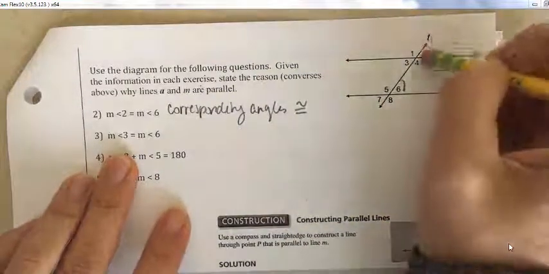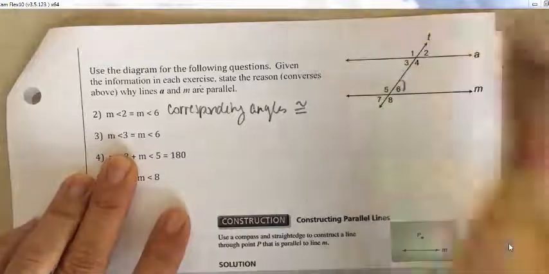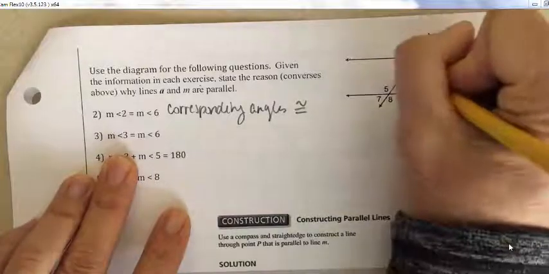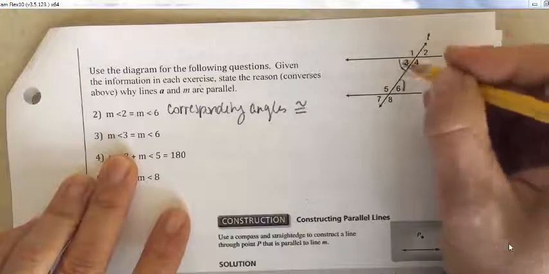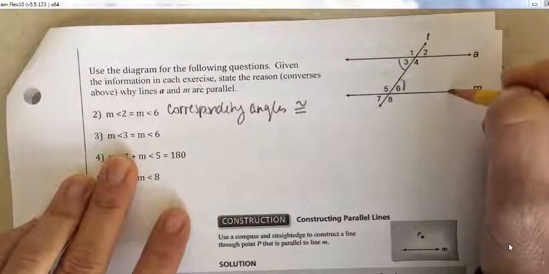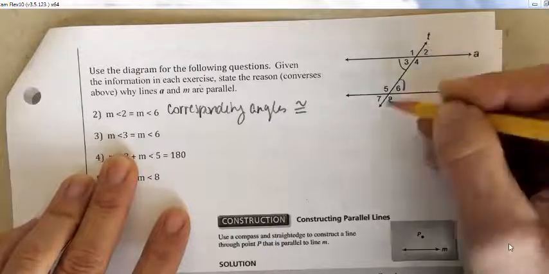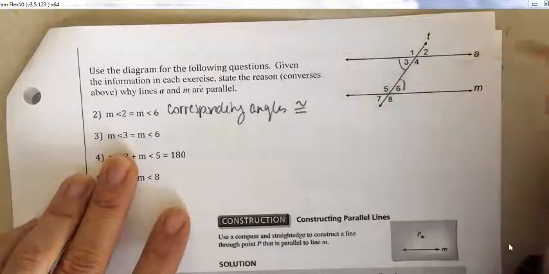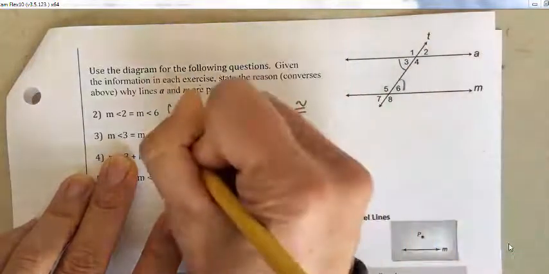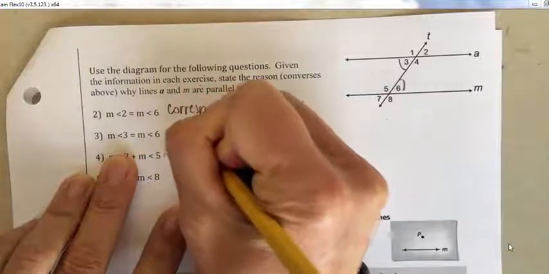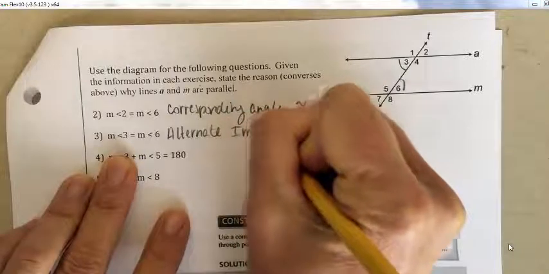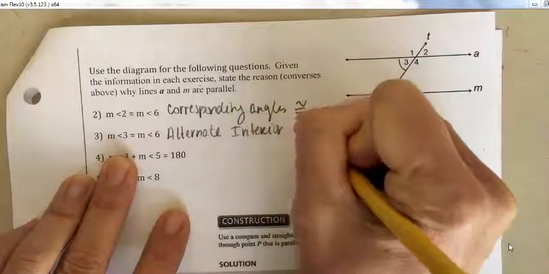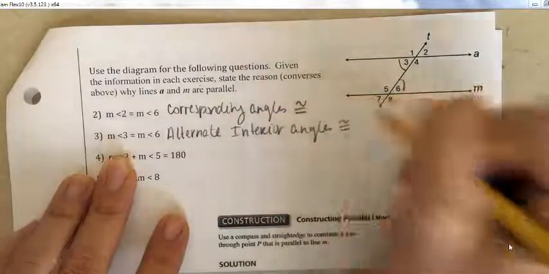Okay, now I know instead of measure of angle 2 being the same as measure of angle 6, the measure of angle 3 is the same as measure of angle 6. So if that's true, then I know that these two lines are parallel. I got two lines cut by a transversal so that alternate interior angles are congruent. So I'll do the same thing. Alternate interior angles are congruent.